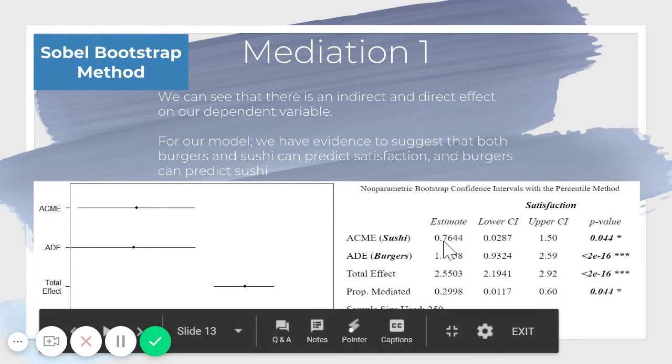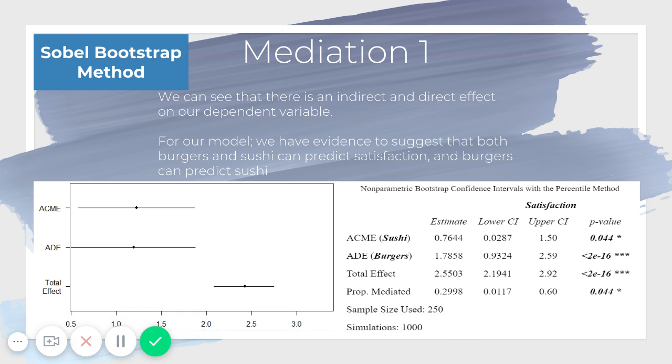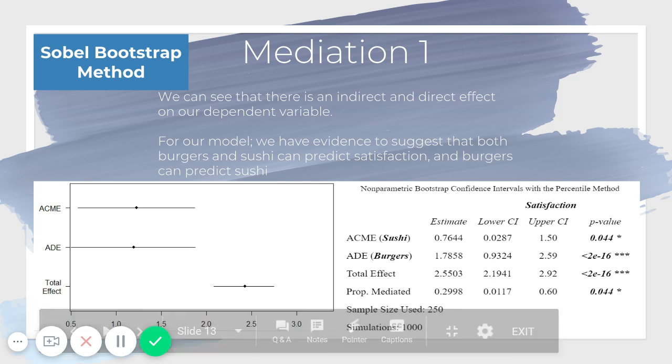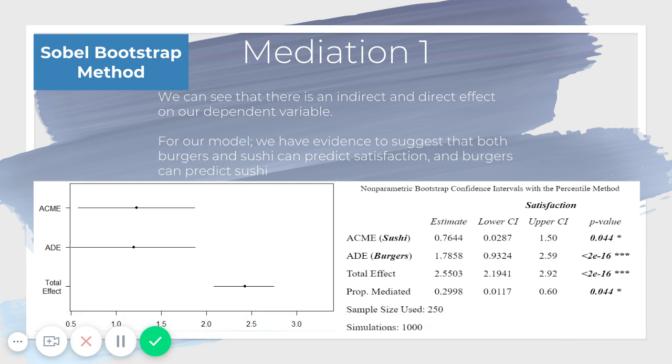So we see here that the indirect effect is significant at a 0.04 p-value, so it is just less than 0.05, and the direct effect is also significant. We also see that the total effect is also significant. So this is just another way of showing that our entire model is significant. Burgers can predict satisfaction. We have enough evidence to suggest that burgers and sushi both can predict satisfaction, and burgers can predict sushi.